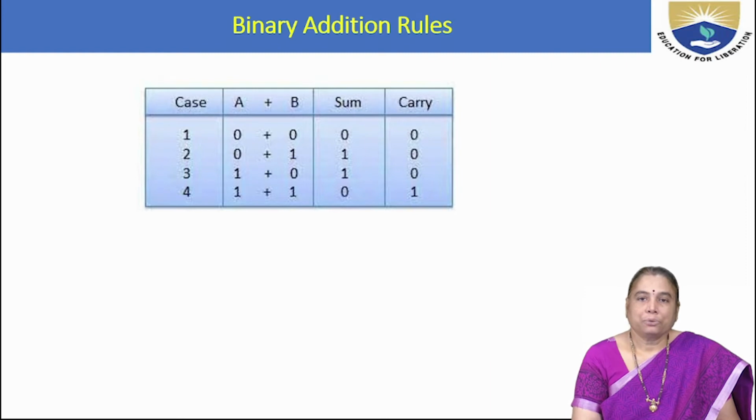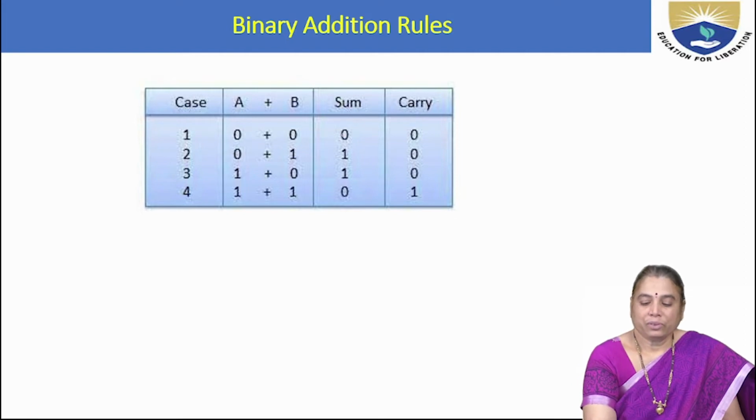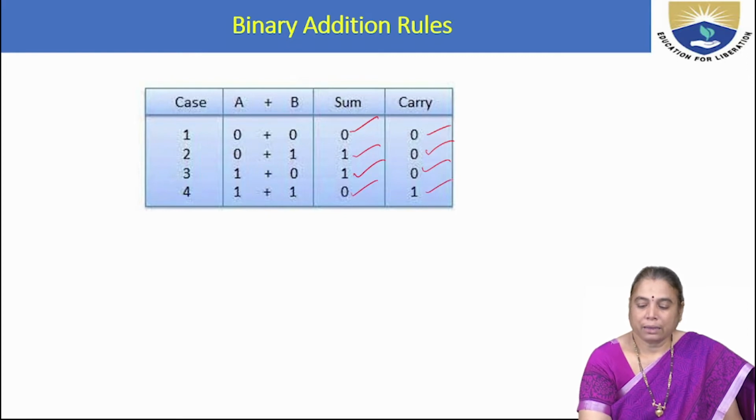And the general rules that can be followed in case of binary addition are: 0 plus 0, the sum is 0 and the carry is 0. In case of 0 plus 1, the sum is 1 and the carry is 0. In case of 1 plus 0, the sum is 1 and the carry is 0. In case of 1 plus 1, the sum is 0 and the carry is 1.